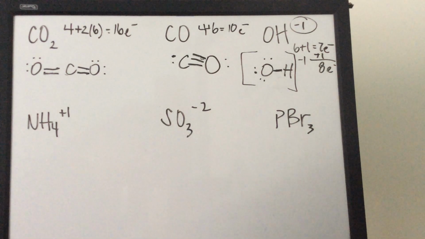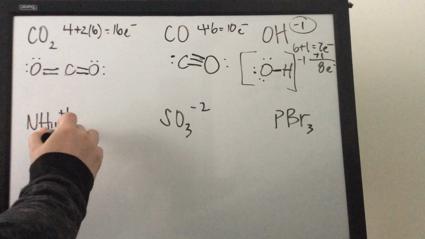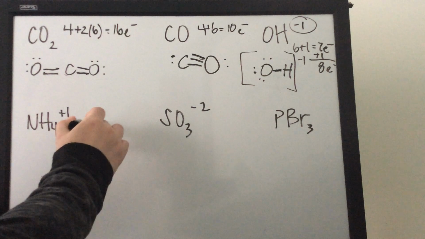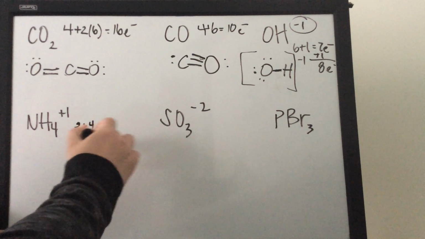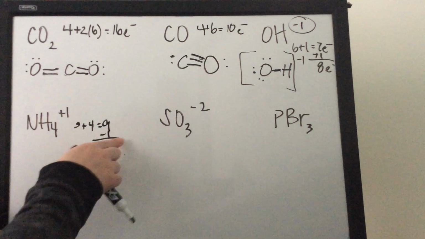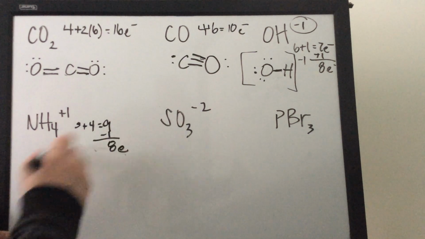Okay, NH4, we actually did on the front. It was 5 plus 4 electrons, which was 9, and I had to subtract 1, which gives me 8, and it looks like this.